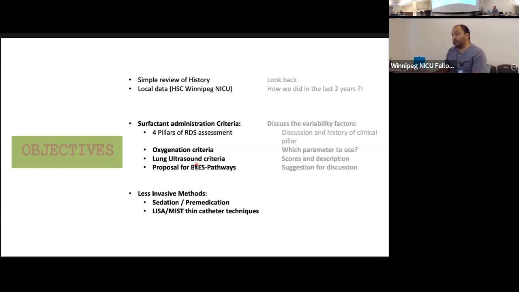And the third component will be the less invasive methods. I will present the results of that small simulation and the survey about the suggestion for premedication and which catheter to be used in the MIST or LISA.